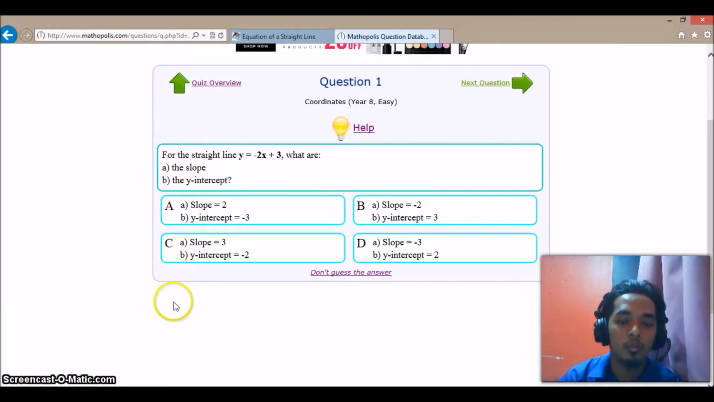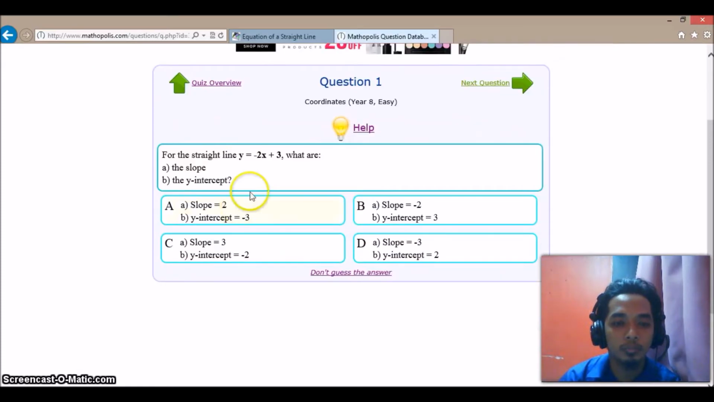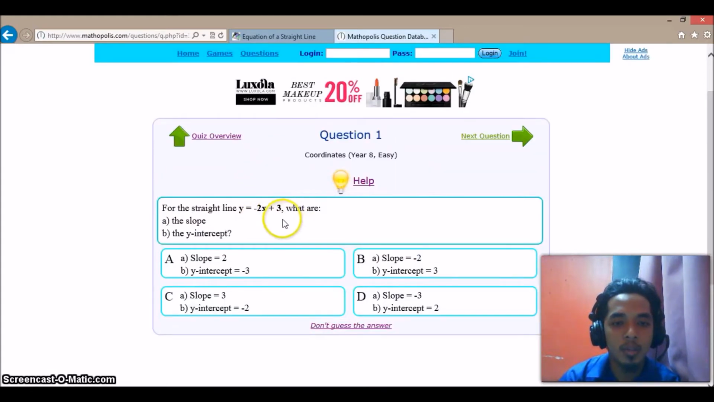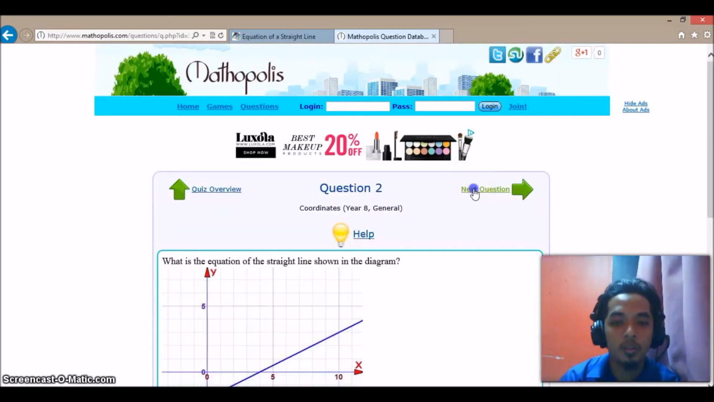From this question, you can see for the straight line y equals negative 2x plus 3, what are the slope and the y-intercept? As you can see here, the equation of a straight line is y equals mx plus b. So m is the gradient, b is the y-intercept. The slope is the gradient. So the slope here is negative 2 and the y-intercept is 3. So the answer is B. Yes, you are right. We move to the next question.